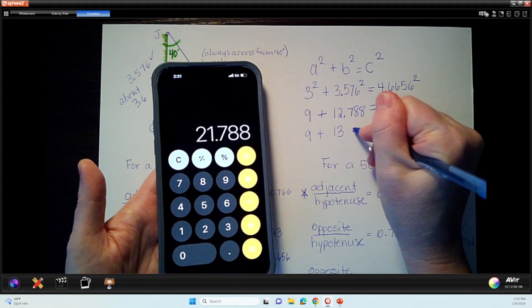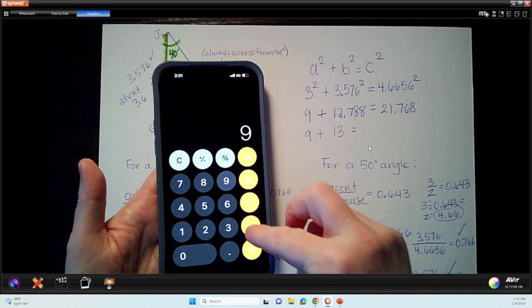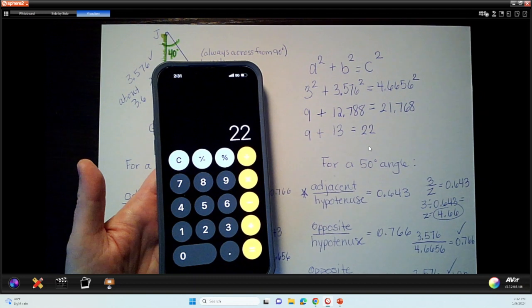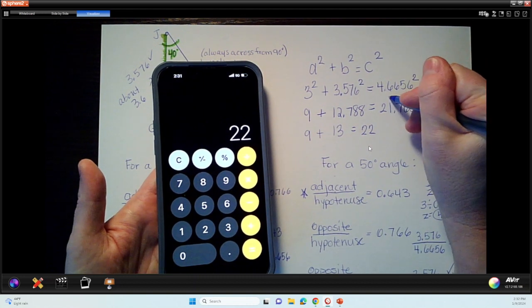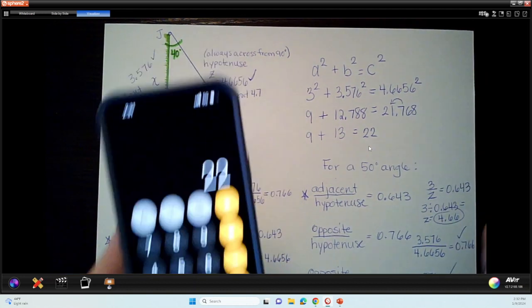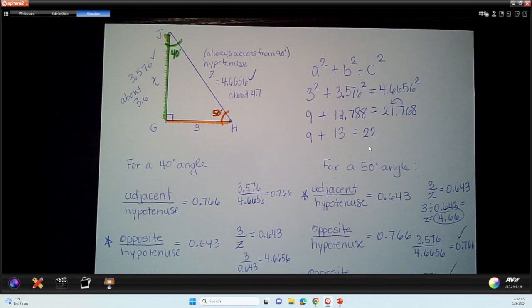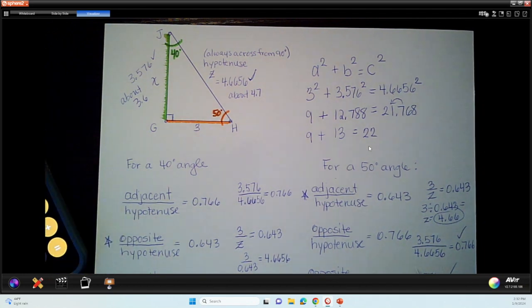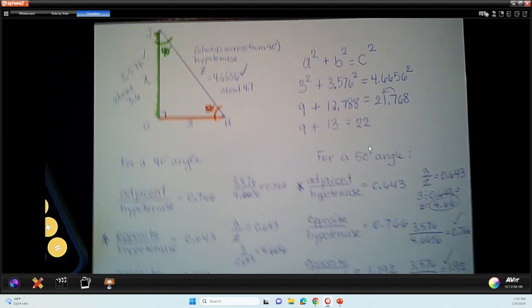Okay, watch what happens. 9 plus 13 is equal to 22. And this is technically 22. So you see how rounding your answers, your numbers are going to be off just ever so slightly. But see how we use the Pythagorean theorem to check.